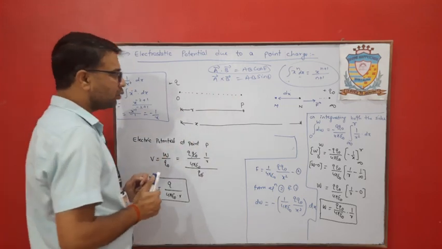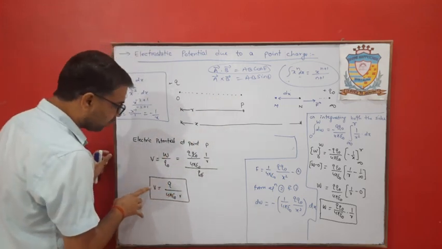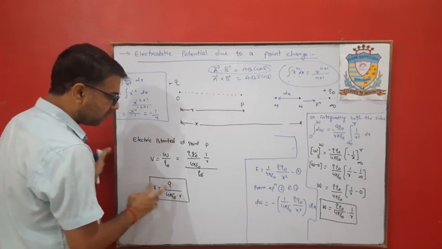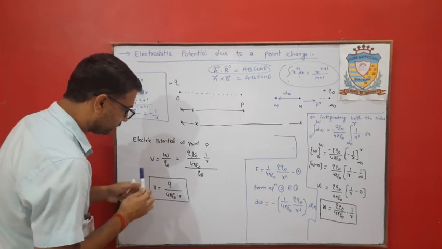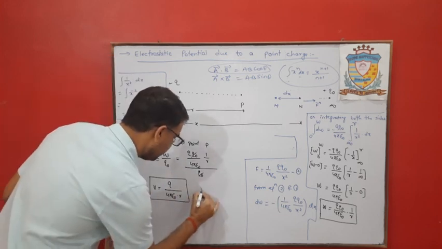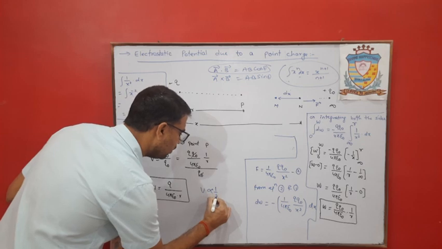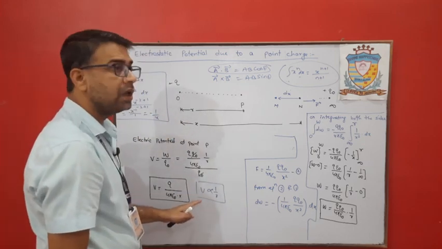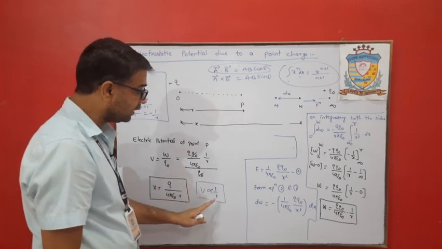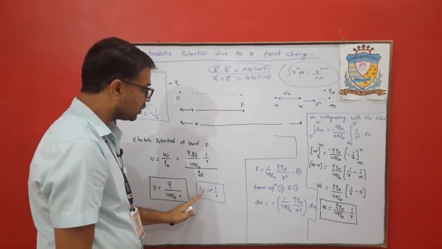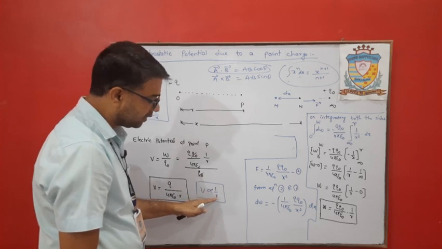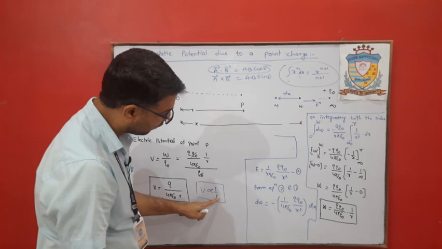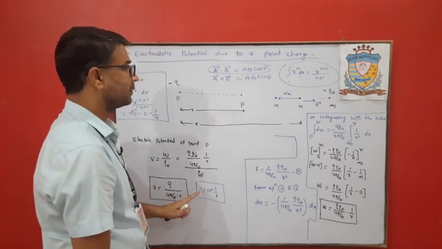Now one more thing that we have to consider, here you can see the potential is inversely proportional to R. V is inversely proportional to R. That means on decreasing the distance, the potential will increase. On decreasing the distance R, the potential will increase, and on increasing the value of R, the potential will decrease.